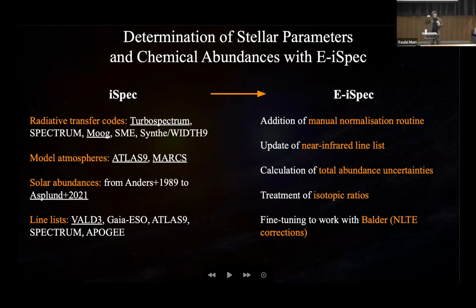Now, I kept the advantages of iSpec and streamlined it for our evolved stars, and our main additions were a manual normalization routine, an update of the near-infrared line list, the calculation of total abundance uncertainties, and the treatment of isotopic ratios. In collaboration with Dr. Anish Amarsi, we used the Balder code heavily for non-LTE corrections. So I modified iSpec so that it can take the output of Balder and plug it in as the input for the calculations of updated abundances, atmospheric parameters, and the uncertainties of these values.